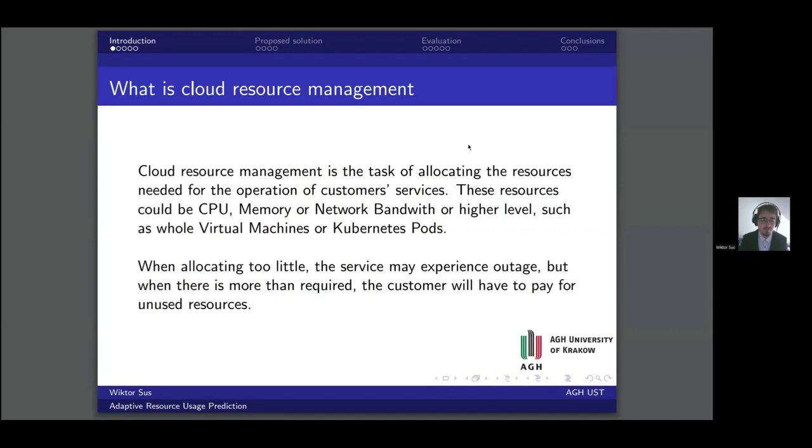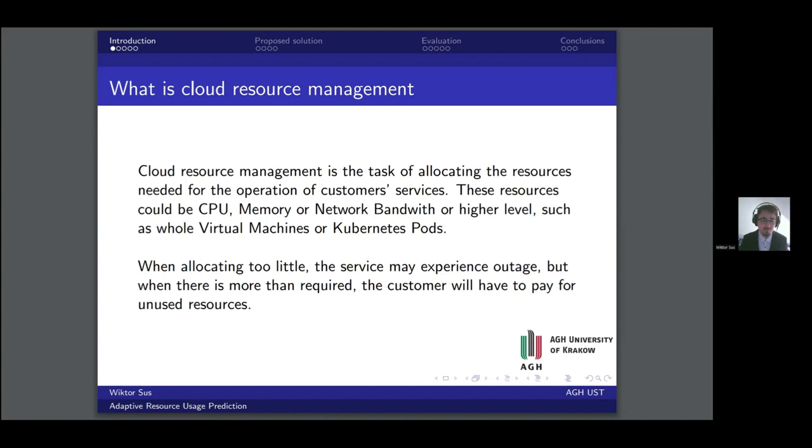Let us begin by deciphering the meaning of the title by explaining what is resource management in cloud computing. This term describes the task of allocating the resources needed for customer services, either via the customer or the cloud provider. These resources can be low or high level, depending on the context, and they can include CPU, memory, disk, and network usage, and others similar.